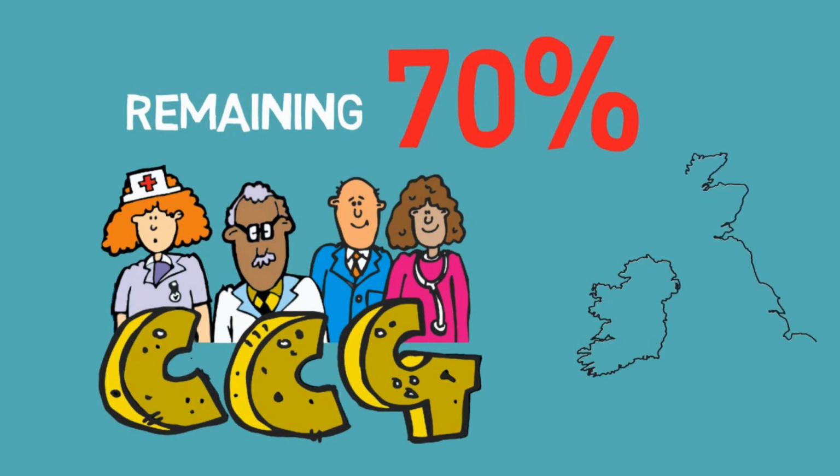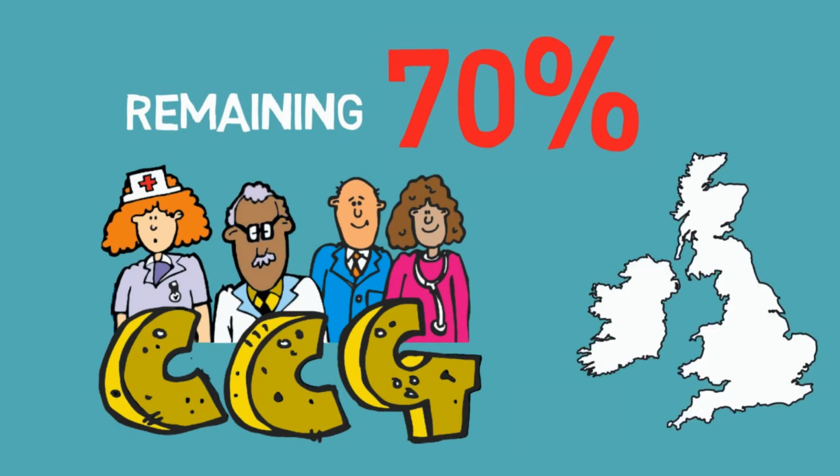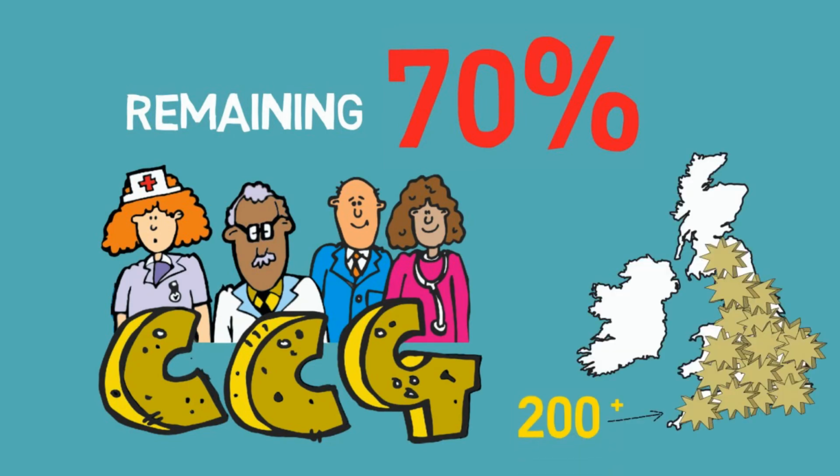The remaining 70% is allocated to the clinical commissioning groups to manage, of which there are over 200 in England. They are responsible for commissioning the services to meet the needs of their local populations. We will look at the CCGs in more detail in sections 2 and 4.